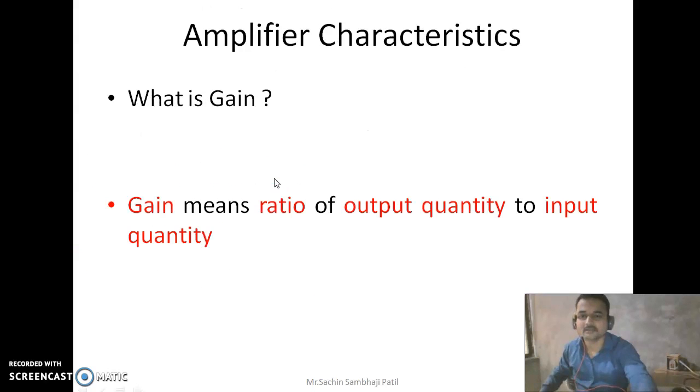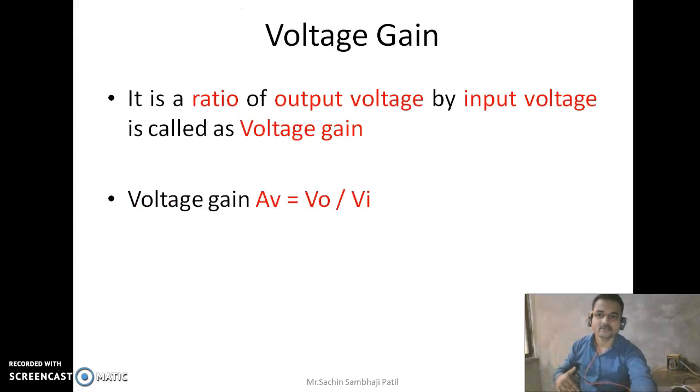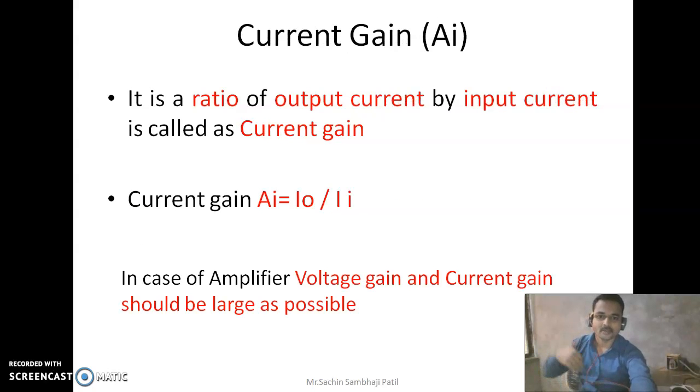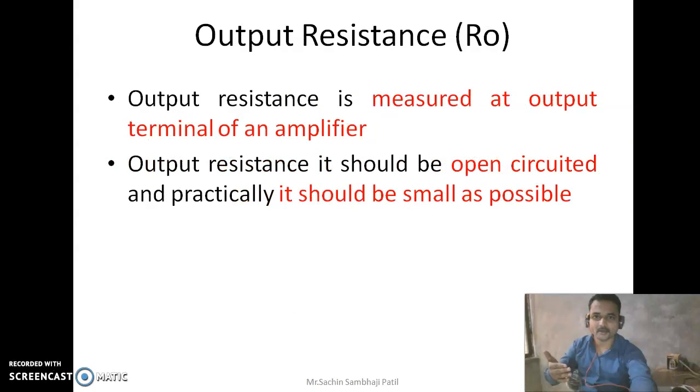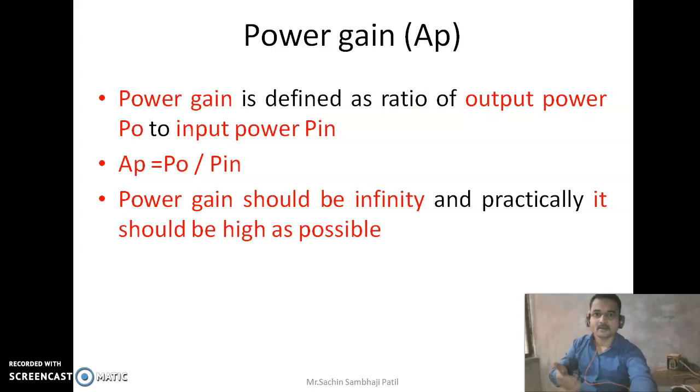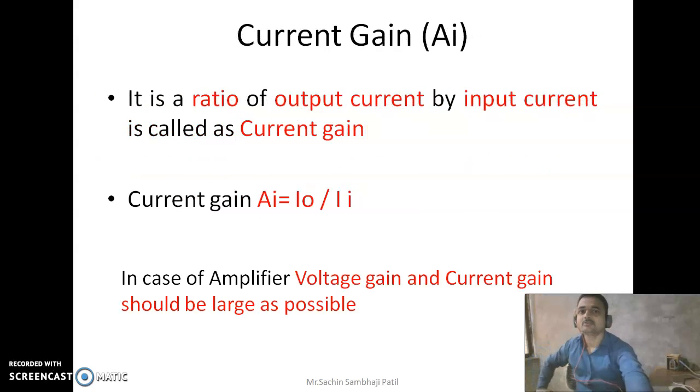Gain is nothing but the ratio of output to input. Voltage gain is output voltage to input voltage. Current gain is output current to input current. Input resistance should be high in case of an amplifier, and output resistance should be small. Power gain should be high, ideally infinite, because if voltage gain and current gain are more, power gain will definitely be more. Power gain should be high. That is very important.